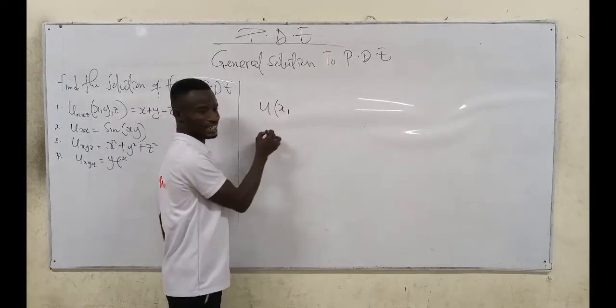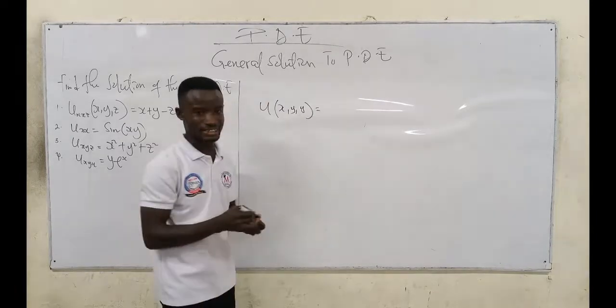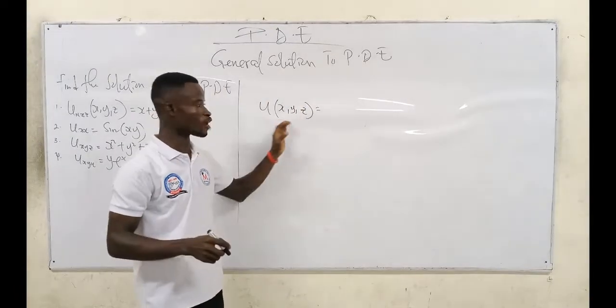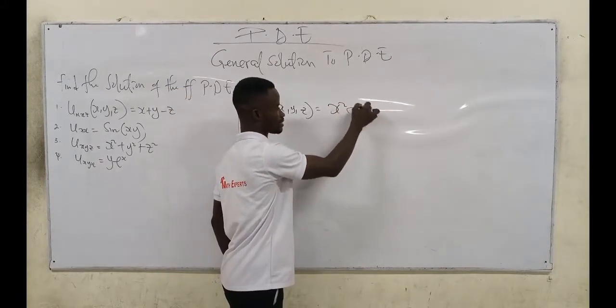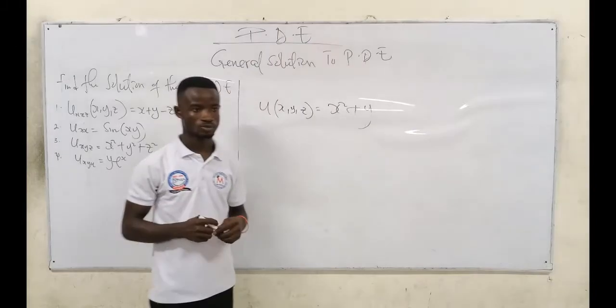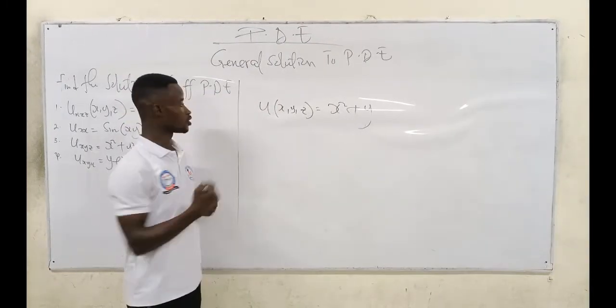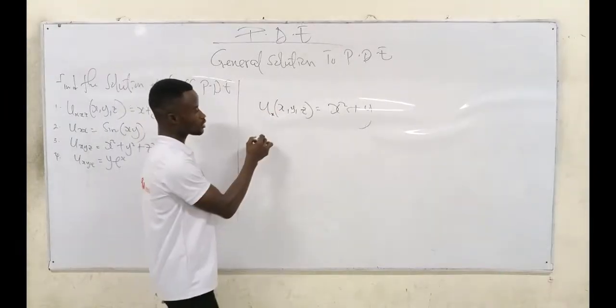So if I define that this function is in terms of x, y, z, and I give you, let's say, x squared plus y, and you are to integrate this. Okay, let's make here x. And you are to integrate this.